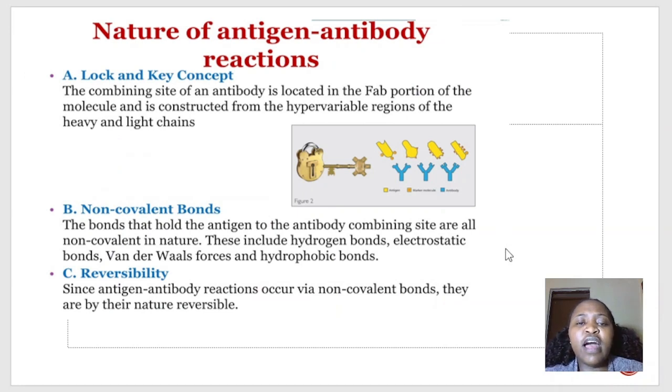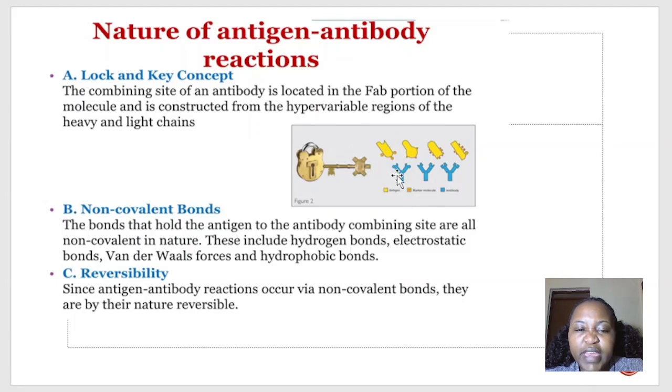Then we do have a characteristic of this antigen binding to antibodies, which we call the lock and key concept. And this I'm sure you have seen also when you have enzyme and substrate reactions. So the lock and key concept is that the combining site of an antibody is located on the Fab portion of the molecule and is constructed from hypervariable regions of the heavy and light chains. So we normally have it as a kind of lock and key.